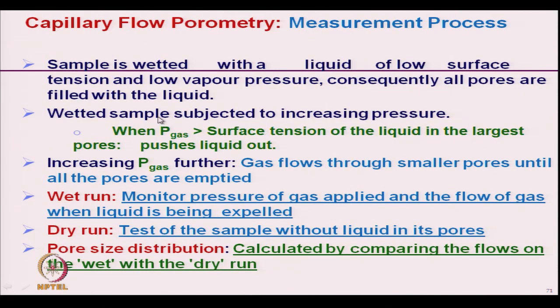So, the process is that the sample is wetted with a liquid of low surface tension and low vapor pressure, so the sample is first wetted, and consequently all pores are filled with the liquid. So, initially the pressure is measured and the liquid is wetting the total surface. Okay.